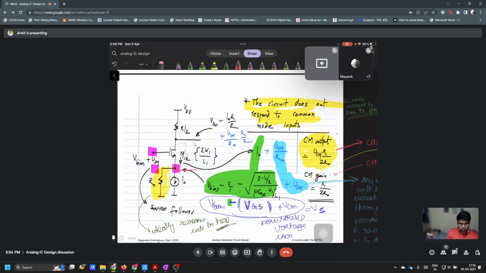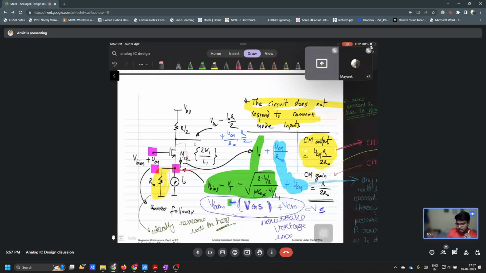In the question given in week 10, when I calculate the exact procedure, it comes very close to one, because R naught is given as 1 meg. So the problem I had is that after seeing that the current flowing through I naught, through R naught, is VCM by R naught, it will be divided half and half between these two transistors. Half will flow through M1 and half through M2, and then we have to calculate V out. I naught by 2 is flowing through M2, and there I'm getting stuck. How do I proceed from there?